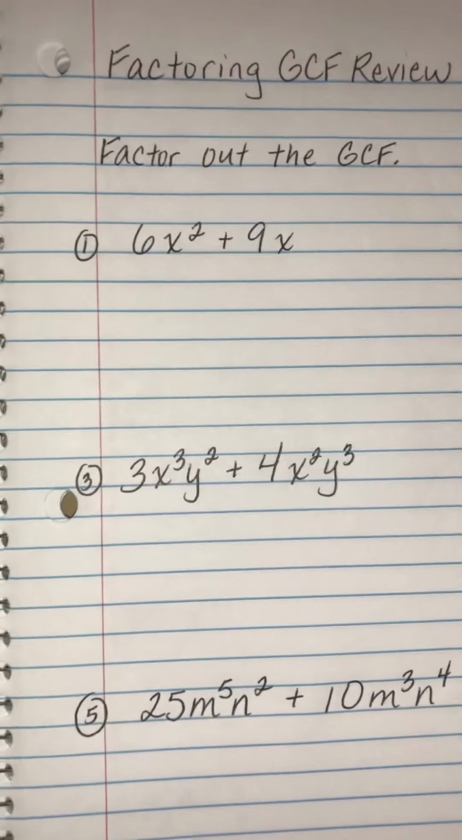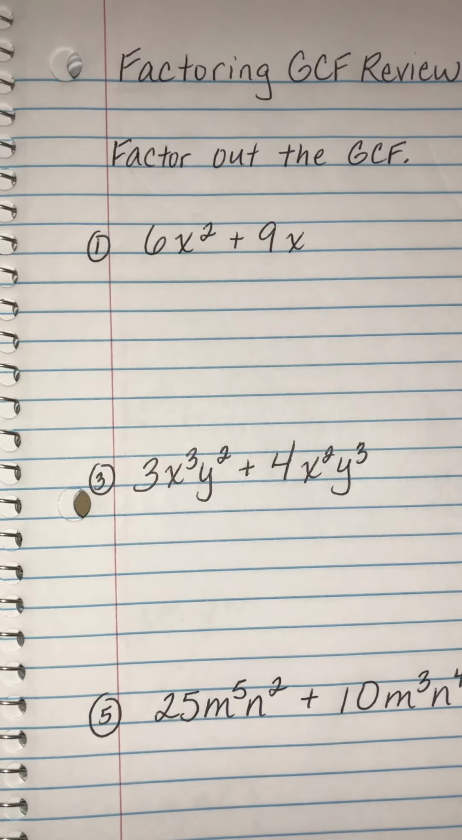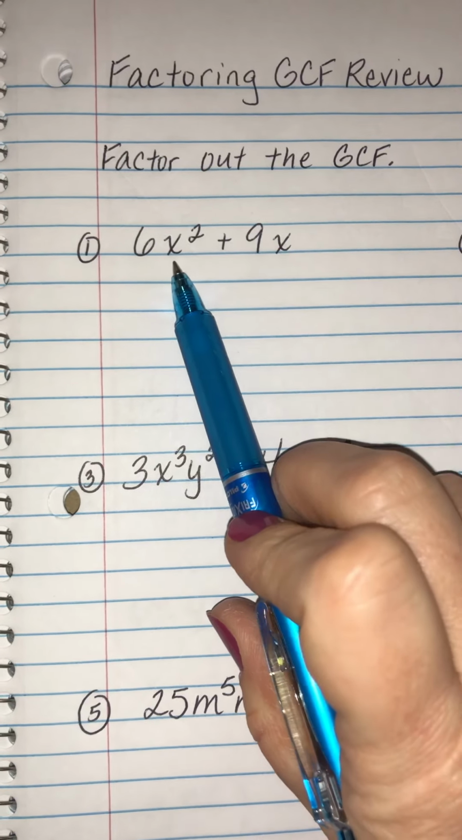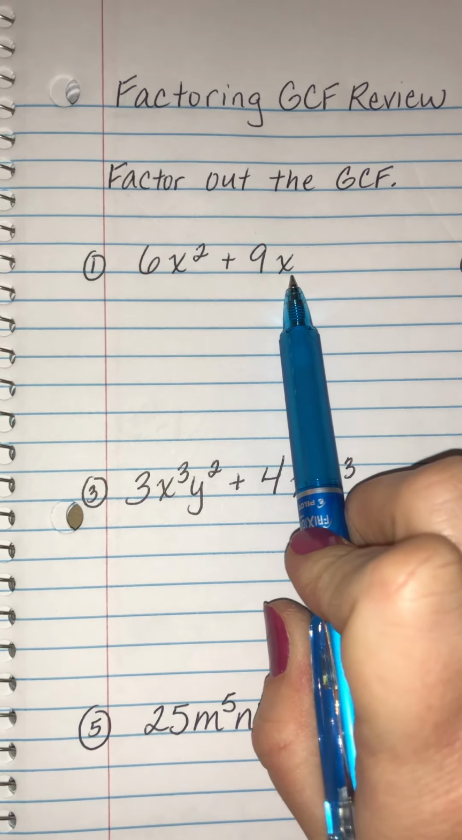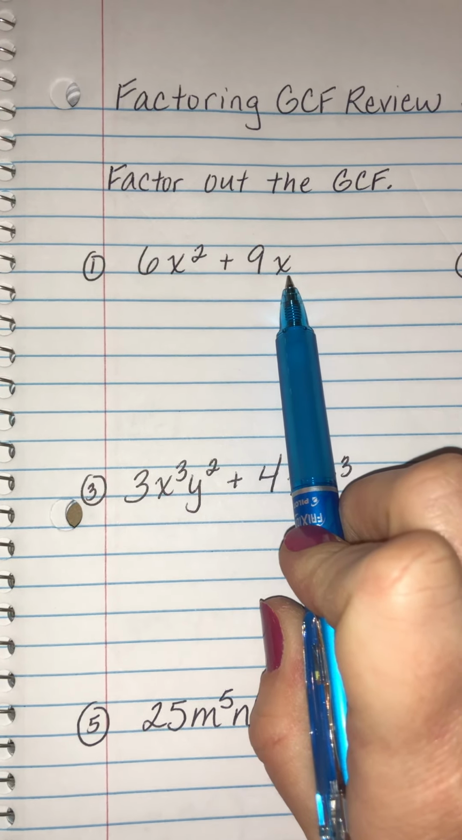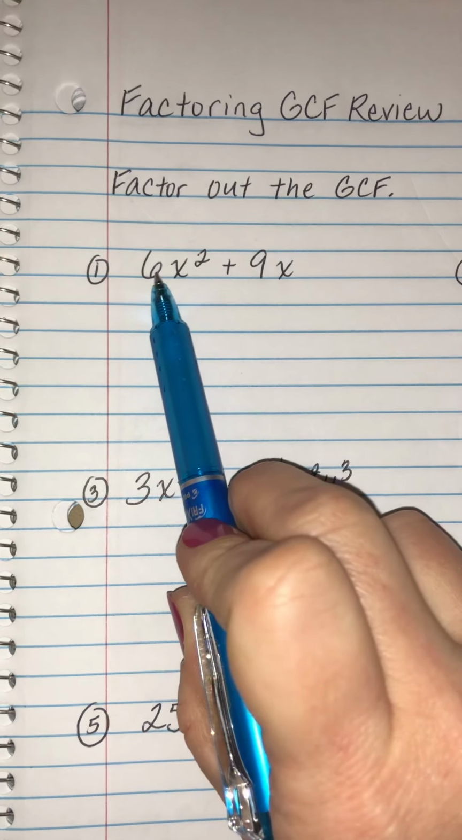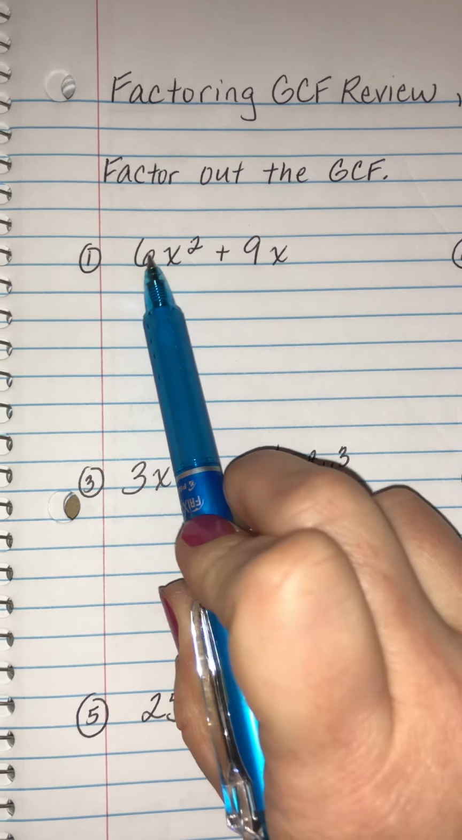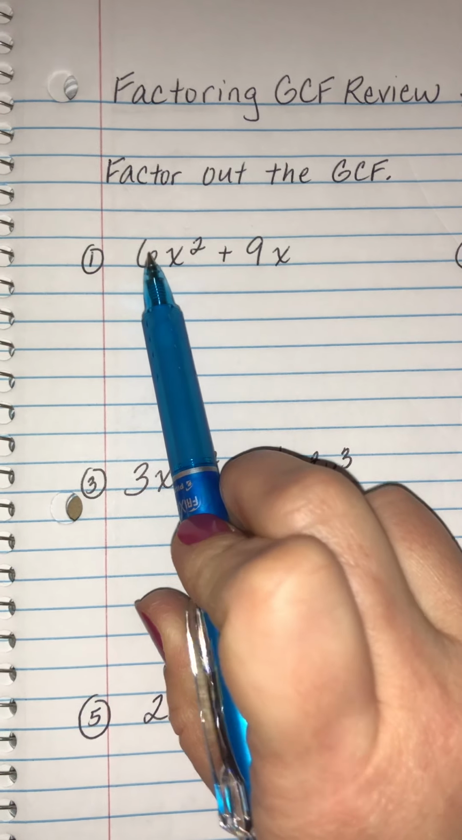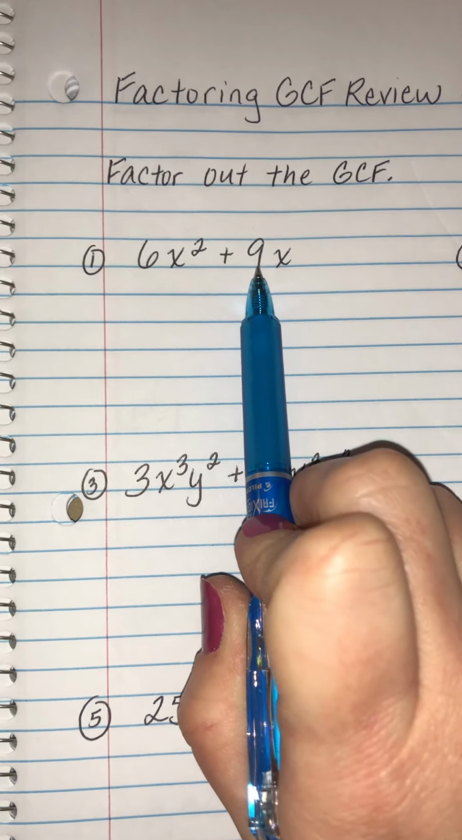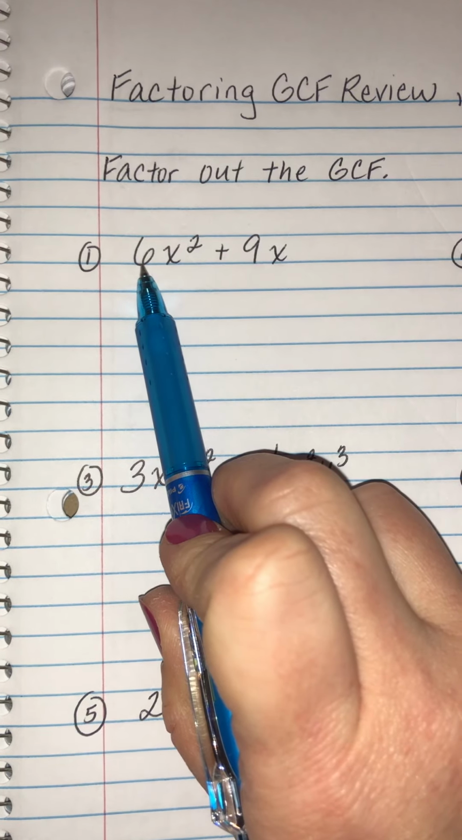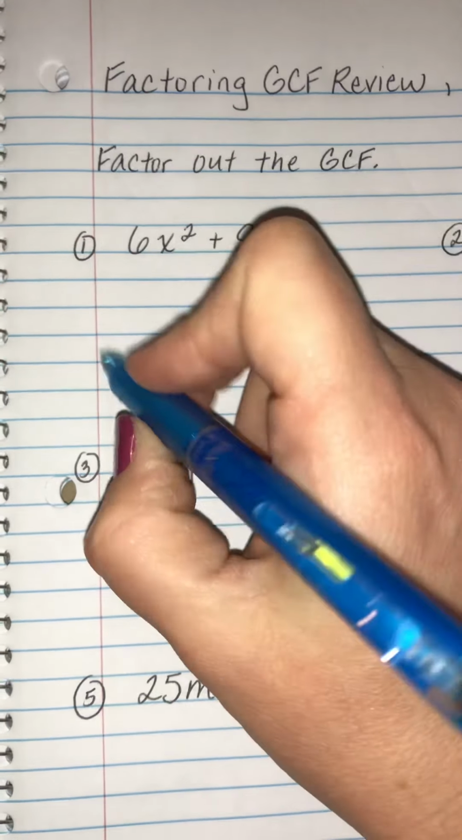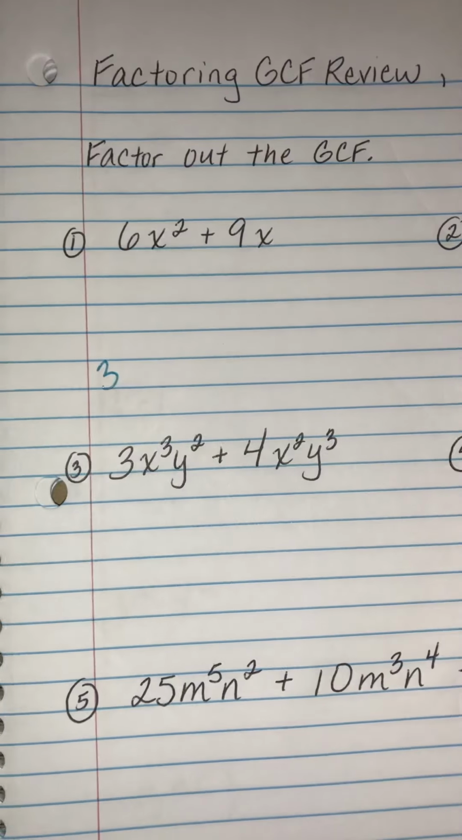Okay, problem number 1, we have 6x squared plus 9. So this is a binomial, it has two terms. So what we're going to do is find the GCF of these two terms. First we look at the coefficient, that's the number part. What's the biggest number that's a factor of 6 and 9? The biggest number that will go into 6 and 9 is 3. So I'm going to write a 3 right here.